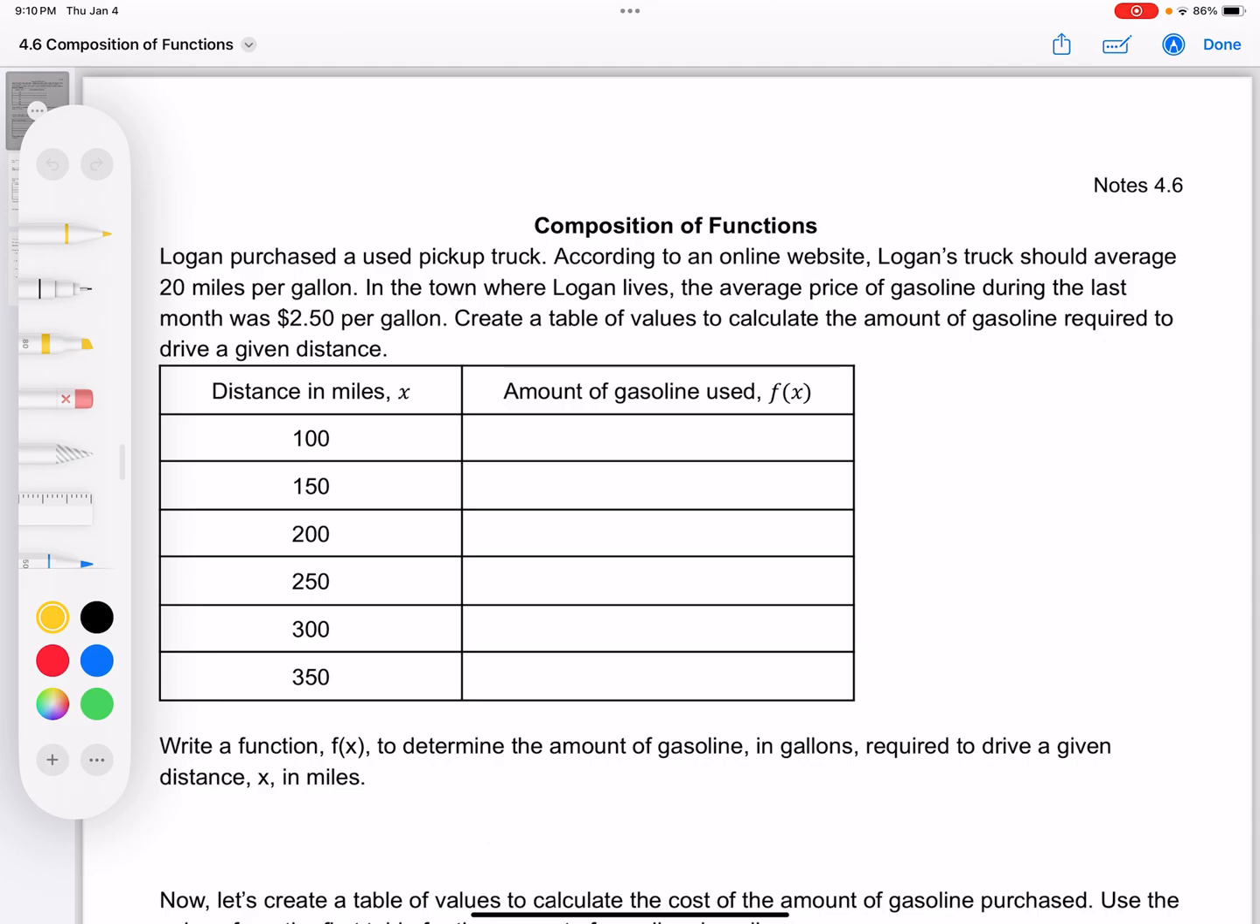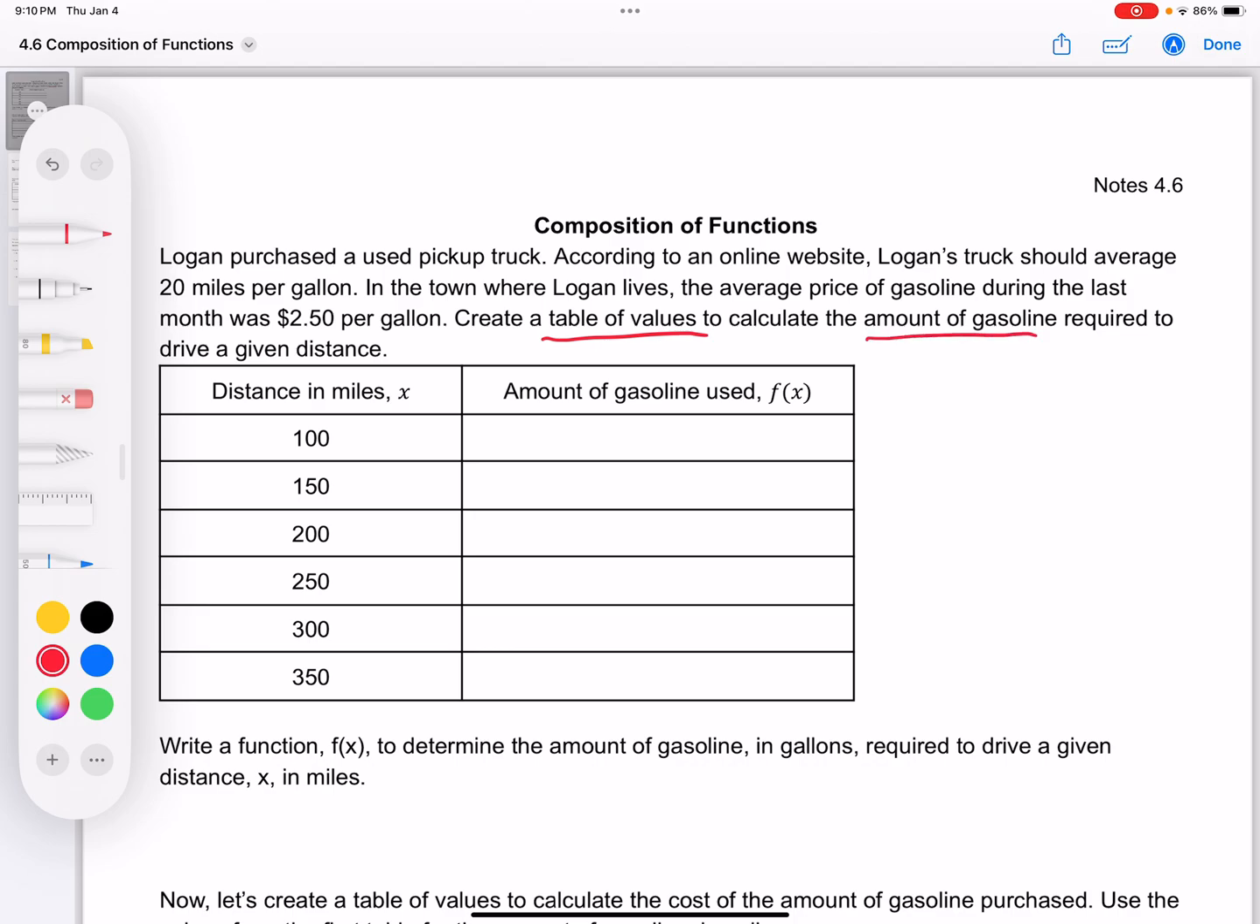Logan purchased a used pickup truck. He should get 20 miles per gallon, and the recent price of gasoline was about $2.50 per gallon. So first step, create a table of values that tracks the amount of gasoline required to drive a given distance.